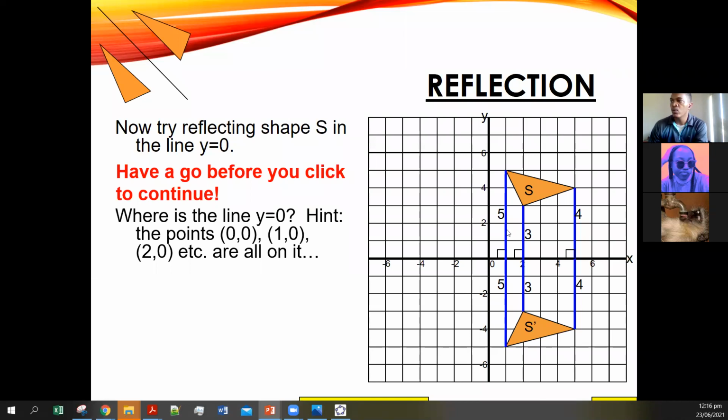This one, again, we try and look at the points. So where the line y equals 0 hits, the points are (0, 0).